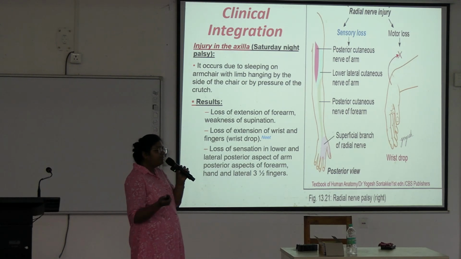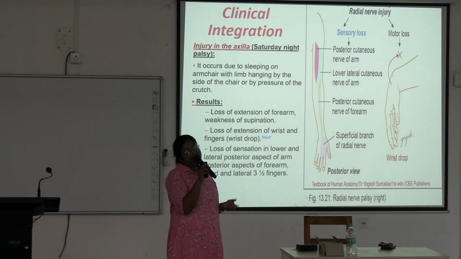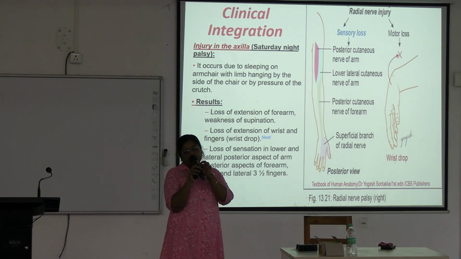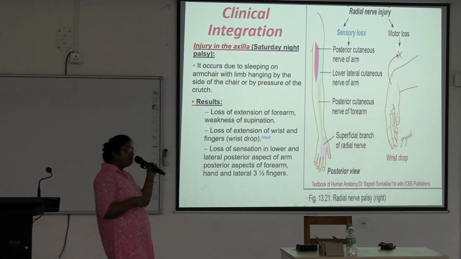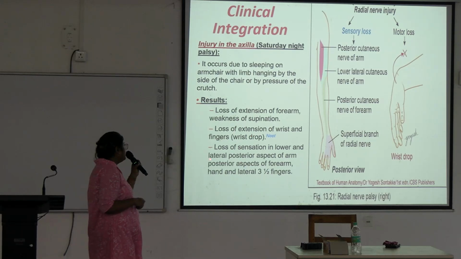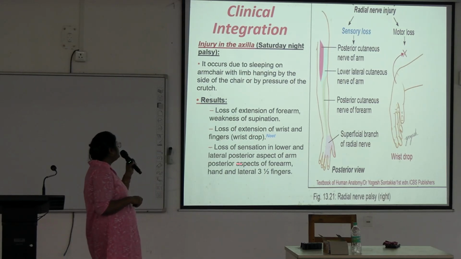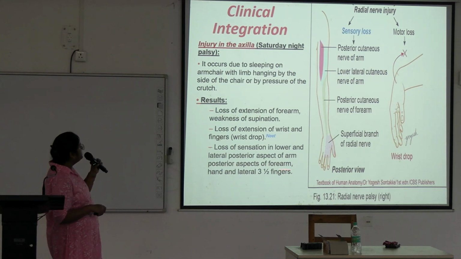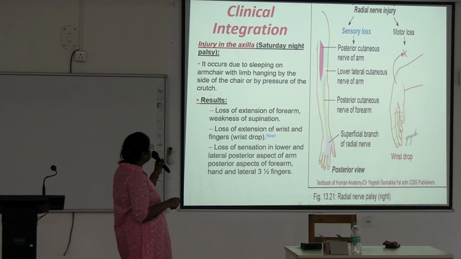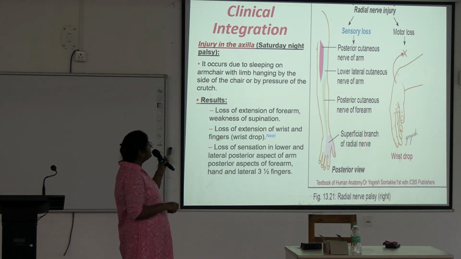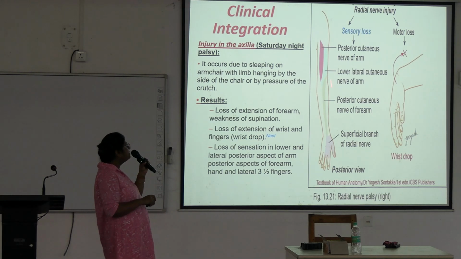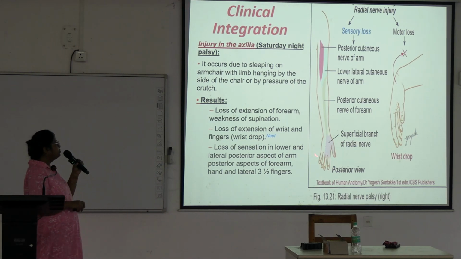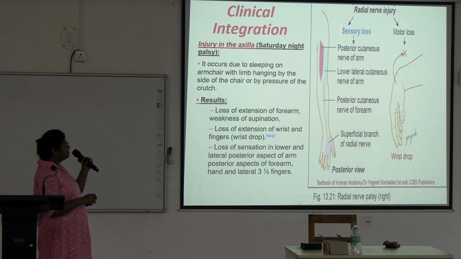The posterior compartment muscles, the extensor compartment of the forearm muscles, are lost. So there will be wrist drop, supplied by the posterior interosseous nerve, and loss of sensation in the lower and lateral posterior aspect of the arm, the posterior aspect of the forearm, hand and lateral 3½ fingers. These are the areas supplied by the cutaneous branches of the radial nerve: posterior cutaneous nerve of arm, lower lateral cutaneous nerve of arm, posterior cutaneous nerve of forearm, and superficial branch of radial nerve. In all these areas there is loss of sensation.